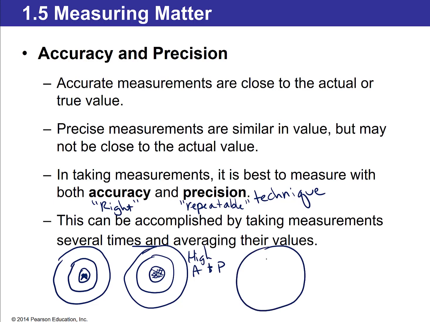But then I've also seen this. What does that mean? Yeah, that's low accuracy because I'm not hitting the bullseye, but I'm hitting the same spot over and over. Okay, so you can be very precise but have low accuracy. Most of the time, that's because of your equipment, that maybe the balance is off.